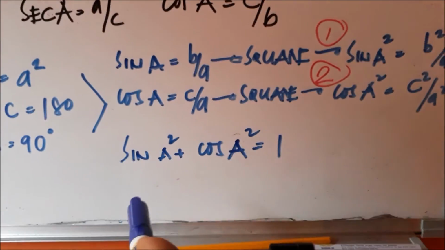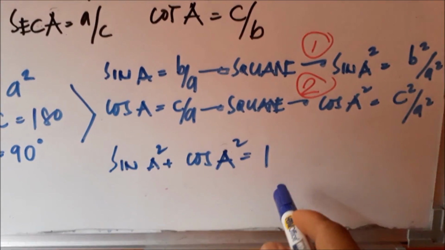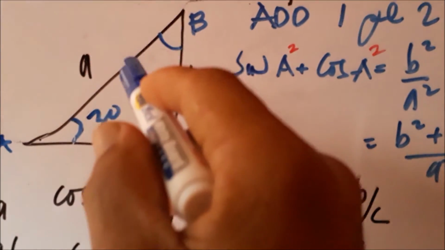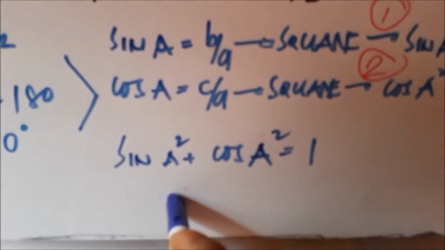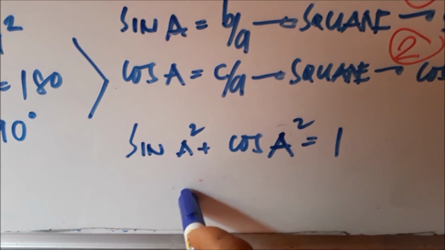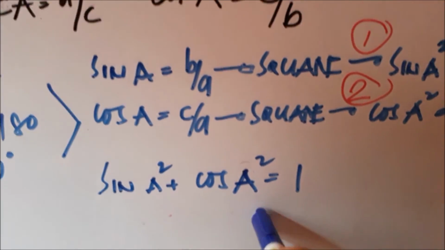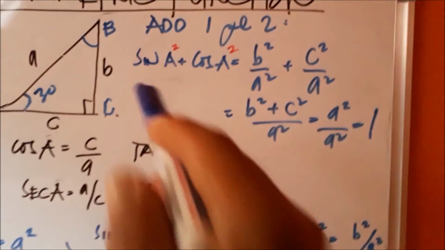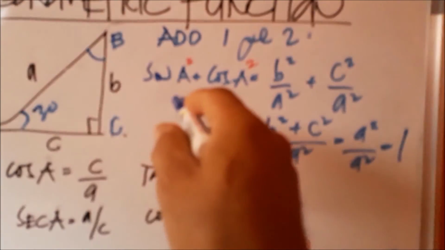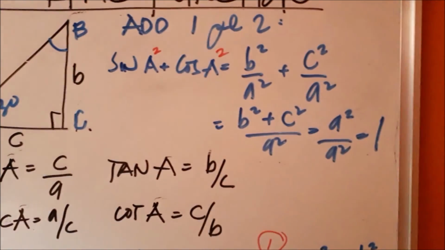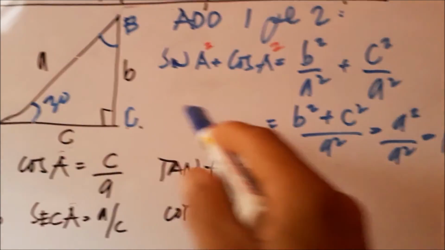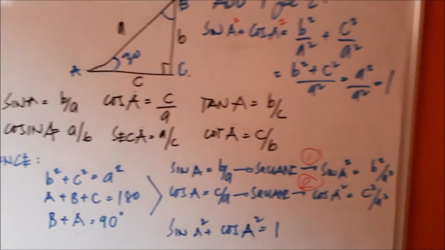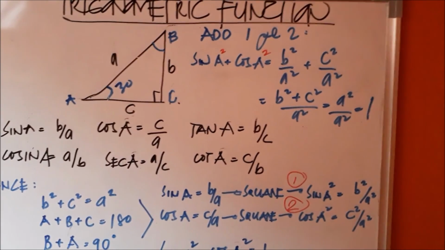So the equation sine A squared plus cosine A squared is equal to 1. Even if you change the angle, put 60 degrees, it is still equal to 1. So we have the derivation and verification that the square of sine A plus the square of cosine A is equal to 1 based on the Pythagorean theorem. Okay, thank you very much for watching. That's it for trigonometry.